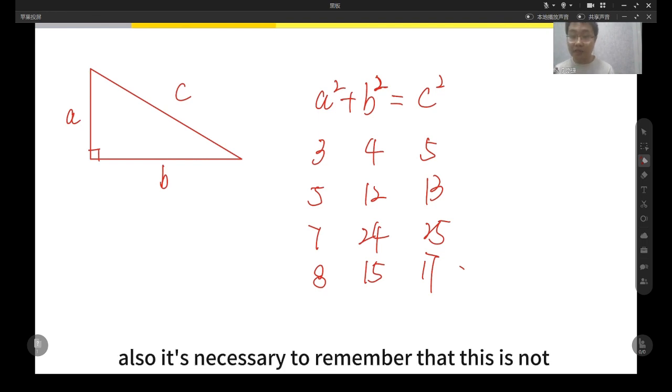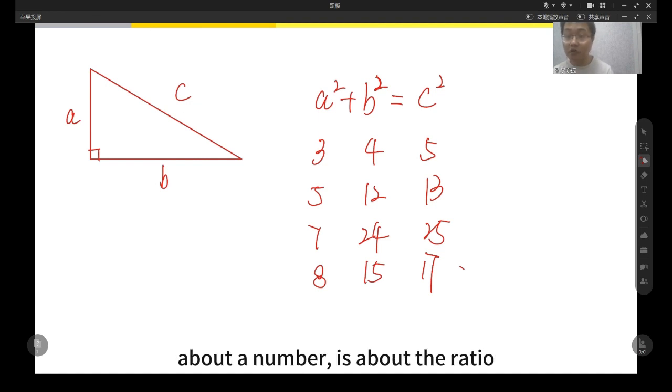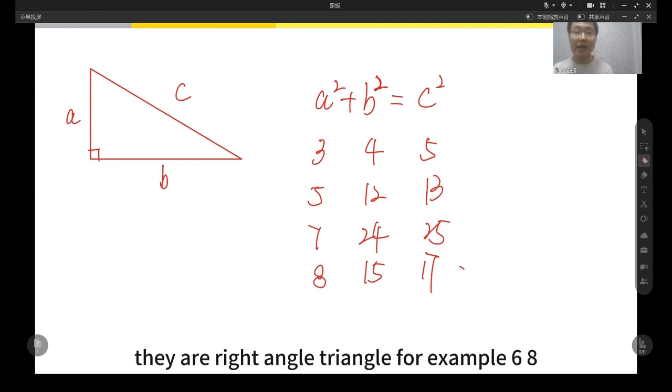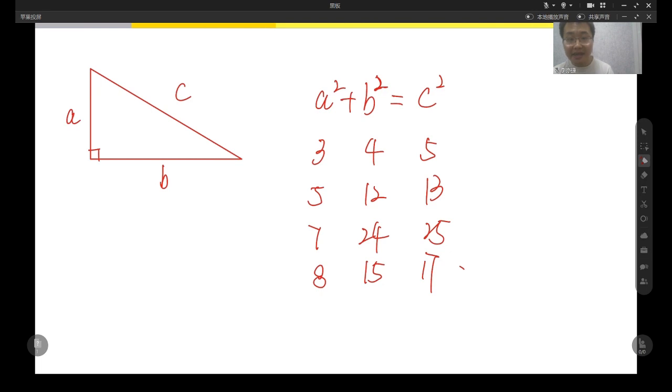Also, it is necessary to remember that this is not about the numbers, it's about the ratio. So 3, 4, 5, maybe just three sides that have a ratio of 3 to 4 to 5, they are a right angle triangle. For example, 6, 8, and 10, or maybe 15, 20, and 25, right?